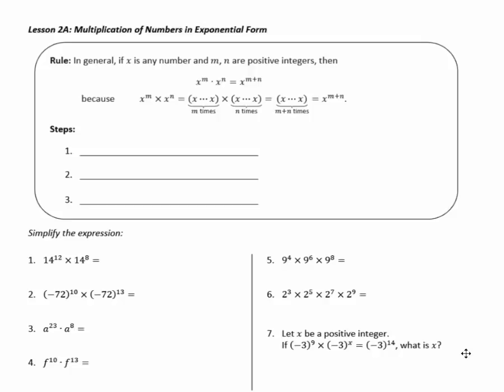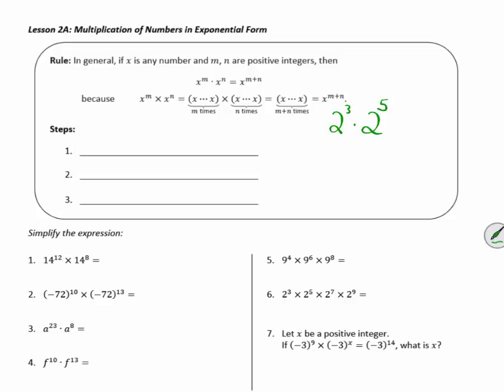Alright, ladies and gentlemen, so today we're moving on to the second lesson where we're going to talk about what do we do if we multiply numbers in scientific notation. And we have a formal example up here, but I just want to show you guys something. So if I have, for example, 2 to the third times 2 to the fifth.